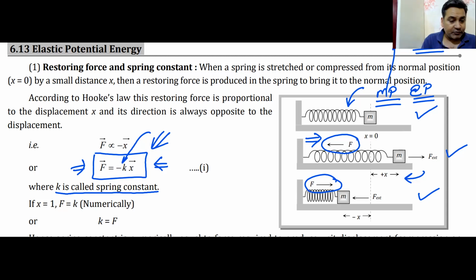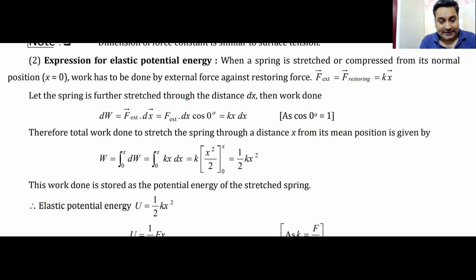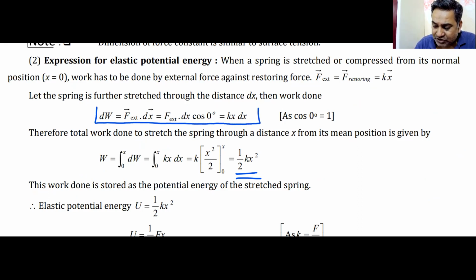Okay. Shall we move further ahead? You have noted it down. Okay, great. Now, the next thing is the expression for elastic potential energy. We are all well aware of it. There is a simple proof why it is half kx square, and I will not go into the proof because it will not serve any purpose. How does this energy come into the picture?